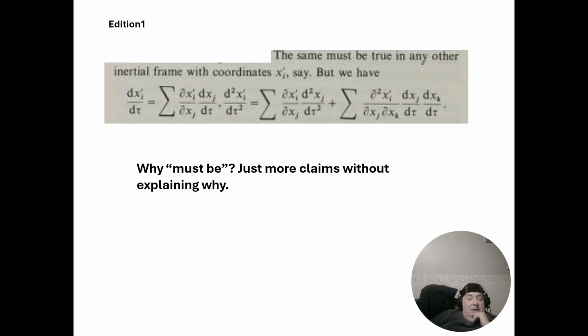Edition 1 of the book carries on to say, the same must be true in any other inertial frame with coordinates x subscript I, but now with the dash above it to make it prime, and it's writing that equation. And the question I complain about now is why must it be. Just more claims without explaining why.